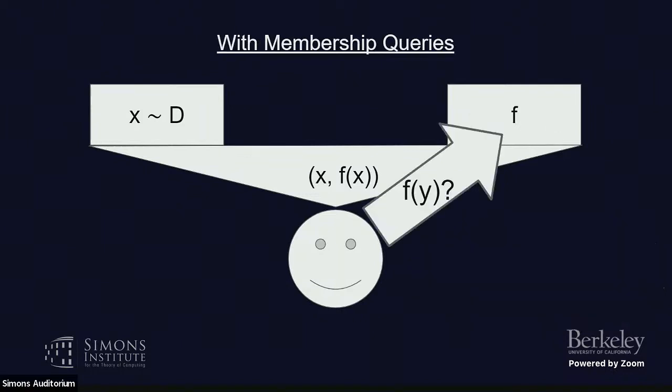And then there's also this relaxation of the model in which the learner is allowed to ask membership queries to the target function. So at any time in the learning process, it can come up with any string y that it likes and ask for the value of f on that input y.